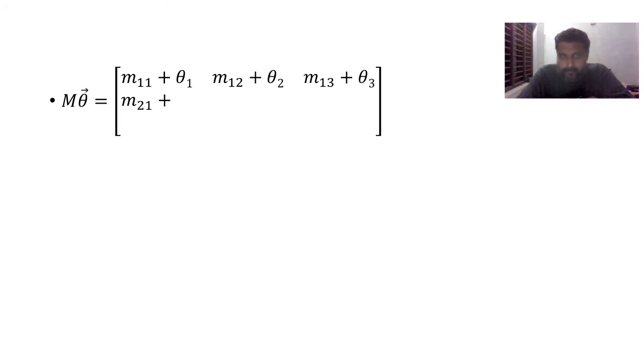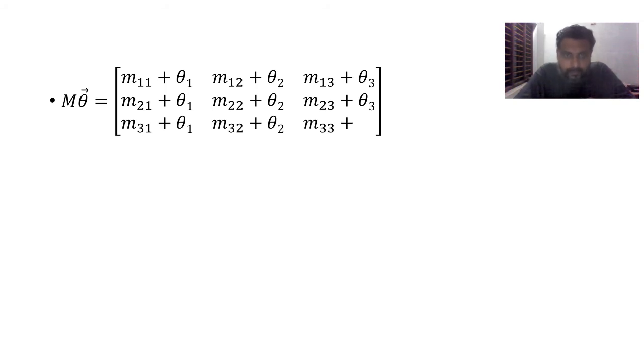Sorry students, I made one mistake here. I have written m11 plus θ1. It is not like that. The matrix that I have indicated here for Mθ is wrong. Just take note of this.